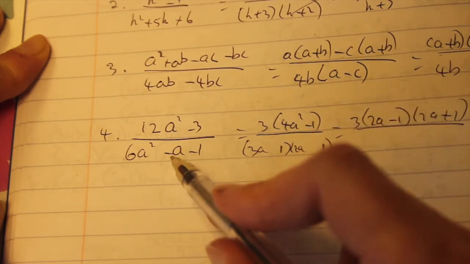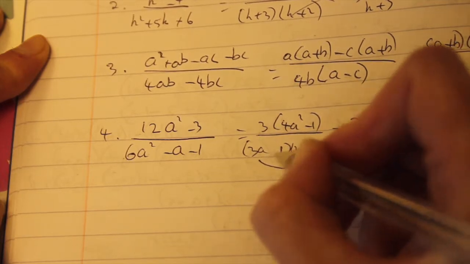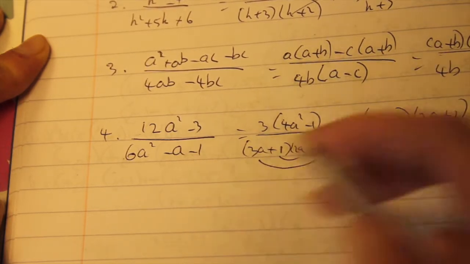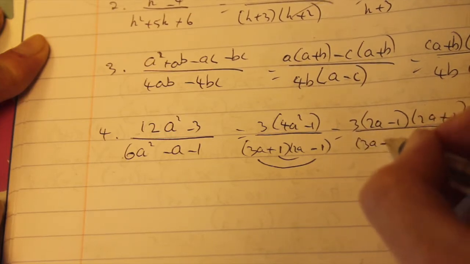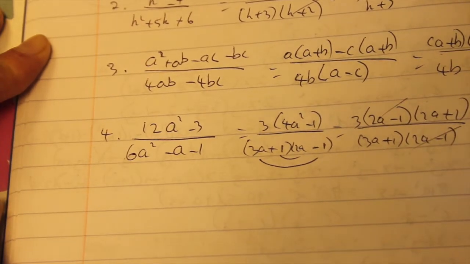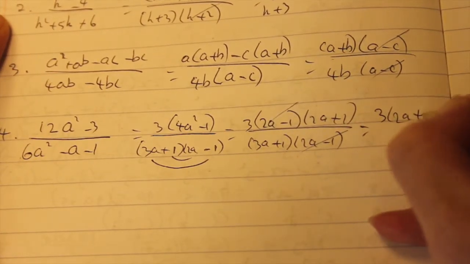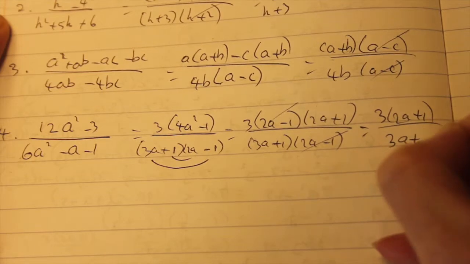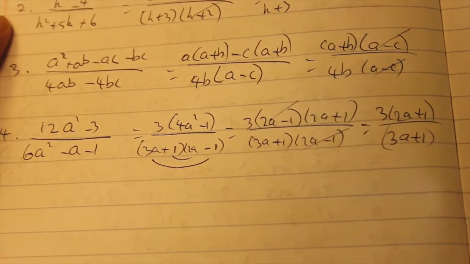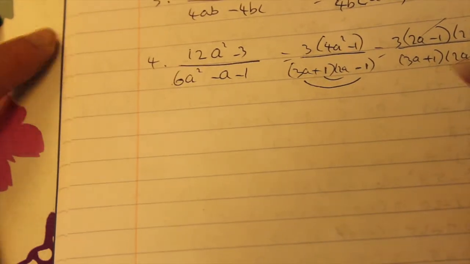I want them to give me a minus a in the middle. So if I go for minus 3a plus 2a, it will give me my minus a. So it's 3a plus 1, 2a minus 1. Those two brackets cancel off, giving you an answer of 3, 2a add 1 over 3a add 1. Very difficult example there. And we'll do another one of these.